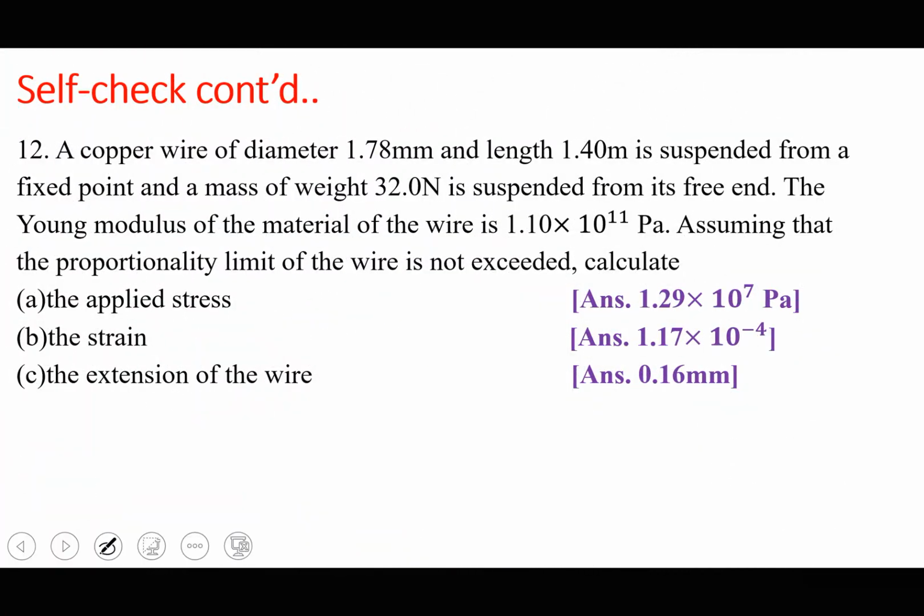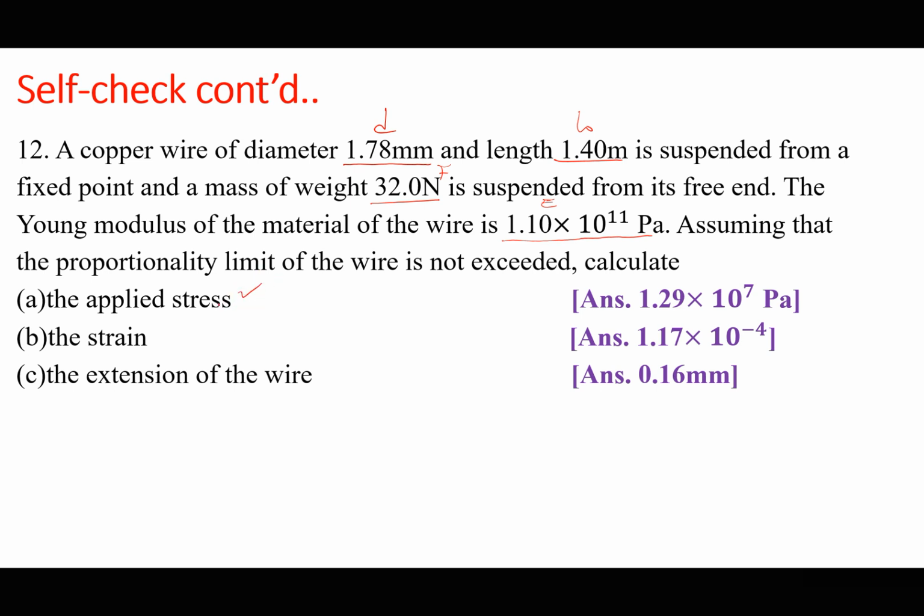A copper wire of diameter 1.78, so this is the diameter, and length 1.4, so this is the original length, is suspended from a fixed point and a mass of weight 24 newtons, so this is going to be the force, is suspended from its free end. The Young modulus of the material is 1.1 times 10 to the power of 11 pascals. So this is Young modulus, which is E. Assume that the proportionality limit of the wire is not exceeded.